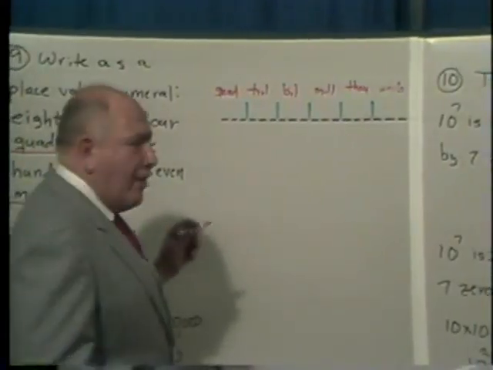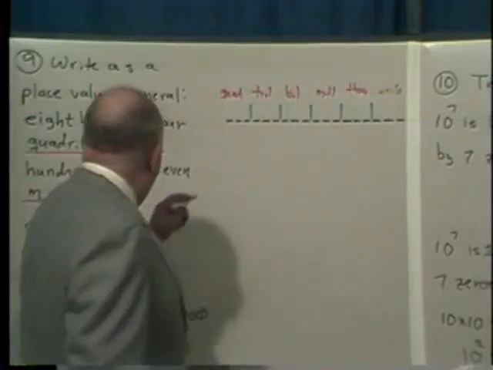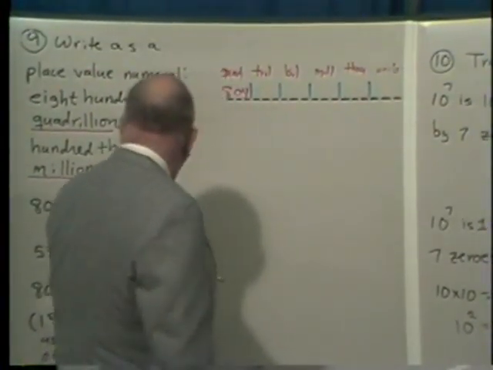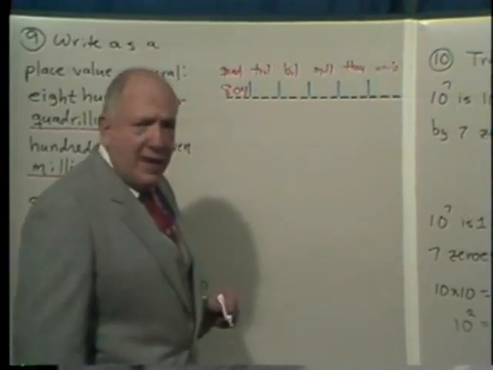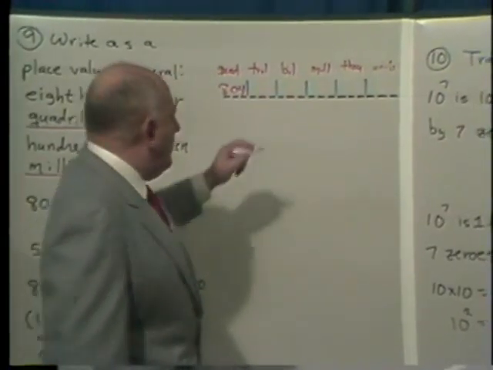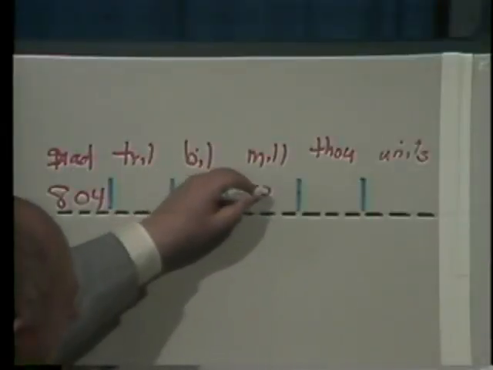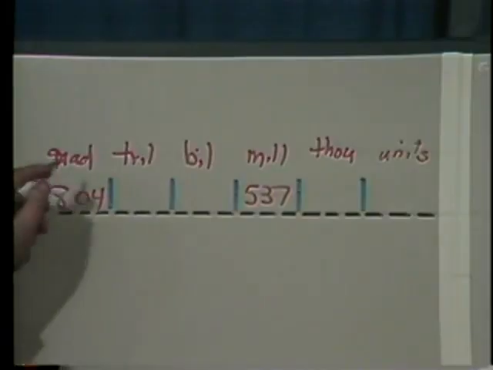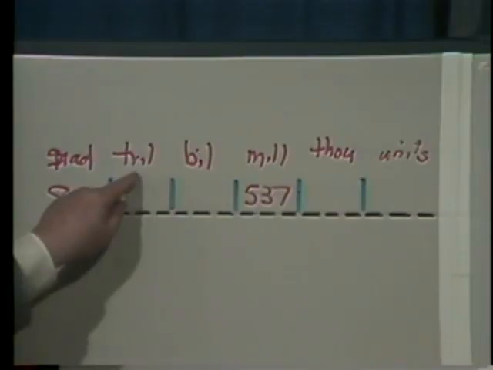See, I'm going to look back over my shoulder. You don't have to watch this. It was what, 804 quadrillion? So I put the 804 in the quadrillions place. Then there was what, 537 million? So I put the 537 in the millions place. Now, how would I read this so far? 804 quadrillion, 537 million. Do I need any zeros in here right now? No, because the trillions are still labeled.